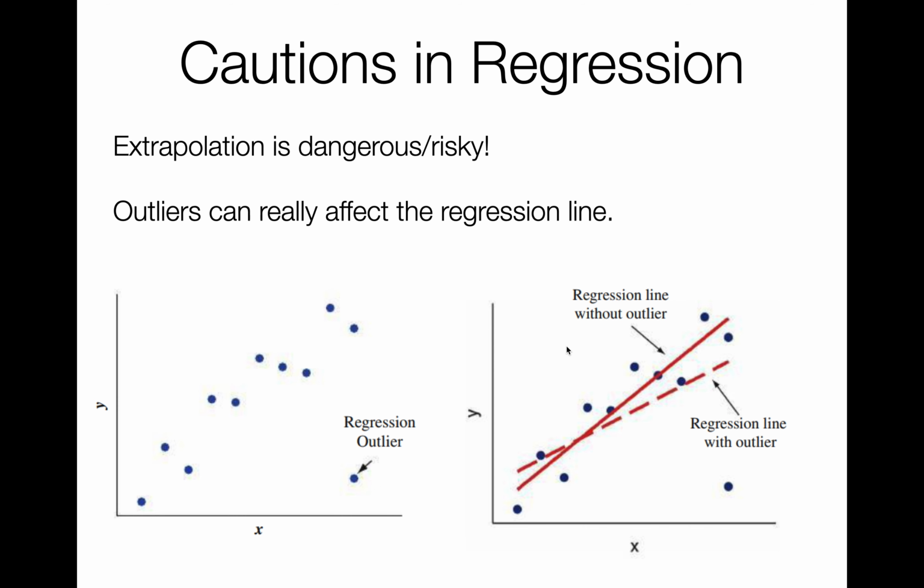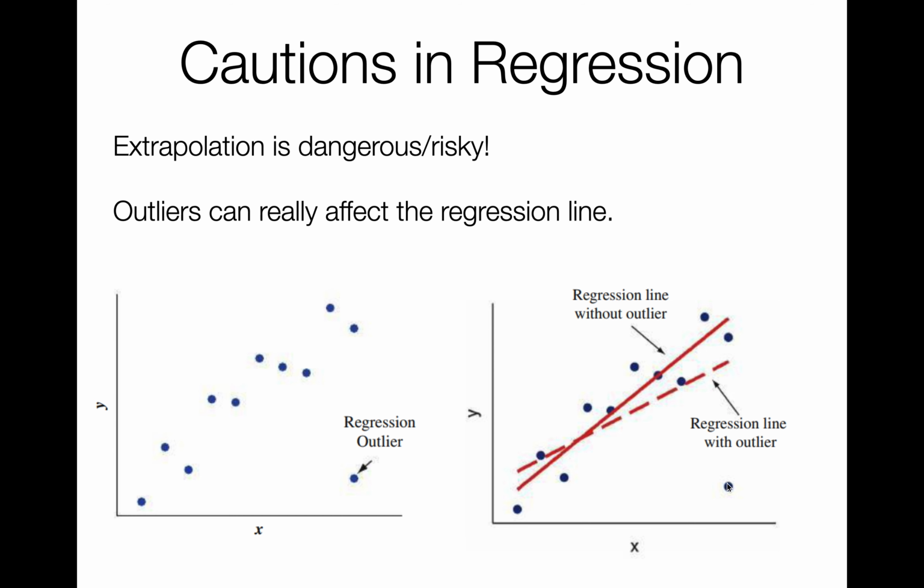And so these outliers can really affect your results. So if you ever find yourself doing a linear regression, fitting a line to data, you have to be cognizant of whether there are outliers or not. And what do you do if there is an outlier?